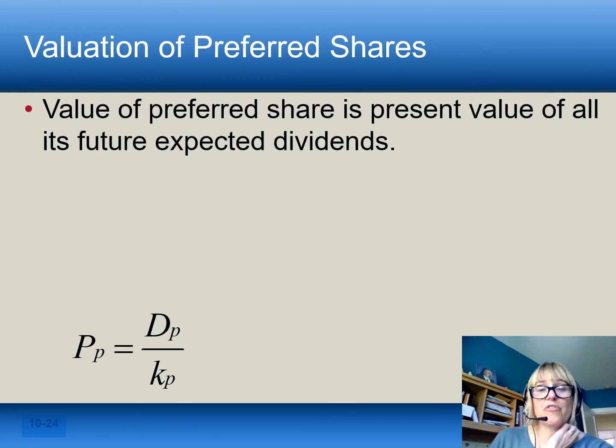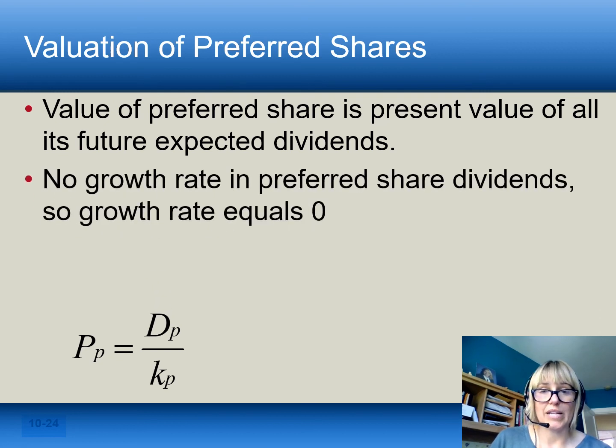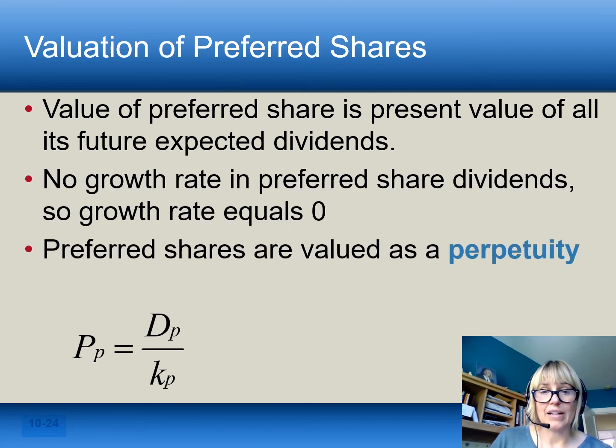The valuation of preferred shares is really easy because they have a constant dividend. We just use the constant formula. The dividend today is the same as tomorrow, so it's the same annual number, D, and K is your required rate of return. So it's a very straightforward calculation. It's a no growth rate calculation, a perpetuity calculation essentially.